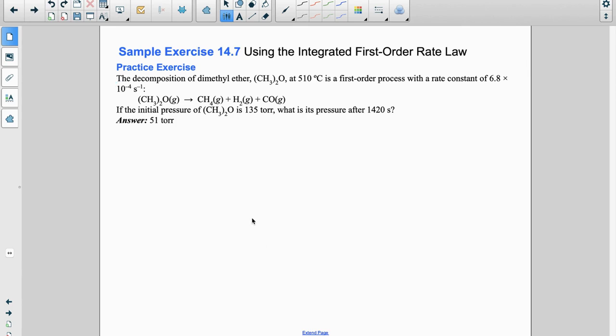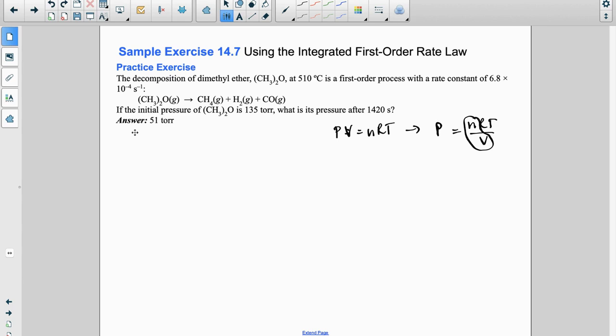Here's another problem. Now again here, look at the units. They are not concentration. This time we are using pressure. Remember, PV equals nRT is our ideal gas law, and if we get pressure by itself, P equals nRT over V, and n over V is moles per liter, which is concentration. Pressure is directly proportional, so we can use pressure in place of concentration as a measure of concentration.